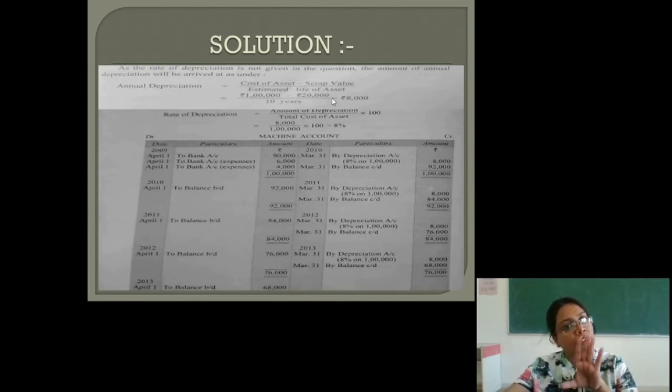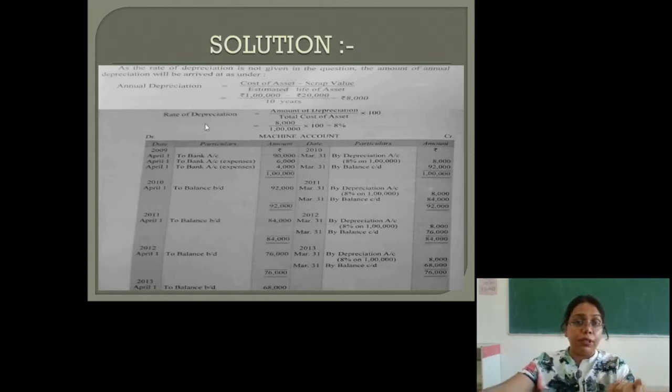Although we have already calculated the amount of depreciation, that is rupees 8,000, there is a simple formula: rate of depreciation equals amount of depreciation upon total cost of the asset into 100. This will bring the rate of depreciation. So amount of depreciation is 8,000, total cost of the asset is 1 lakh, into 100. So 8% will be the rate of depreciation.